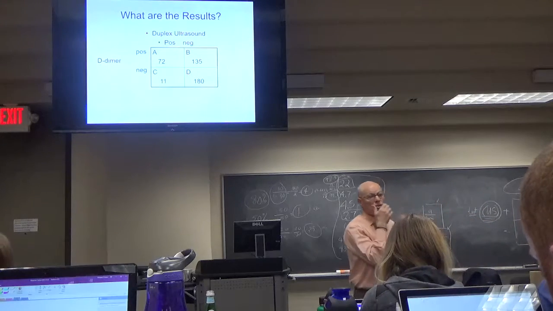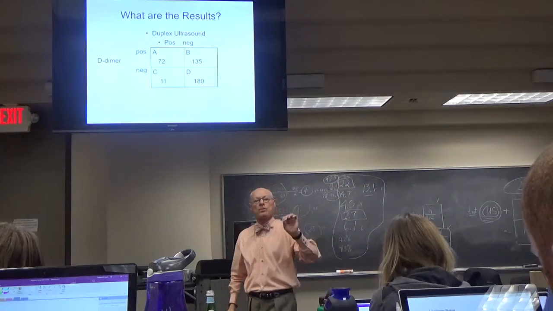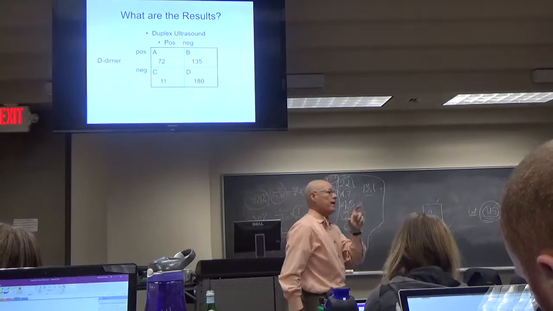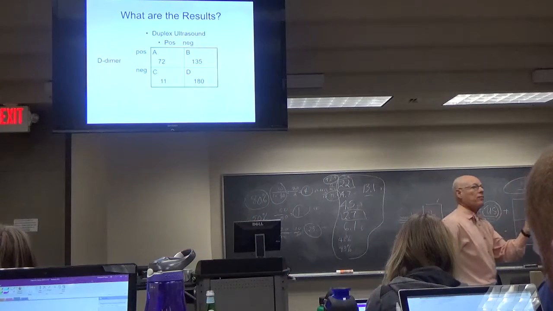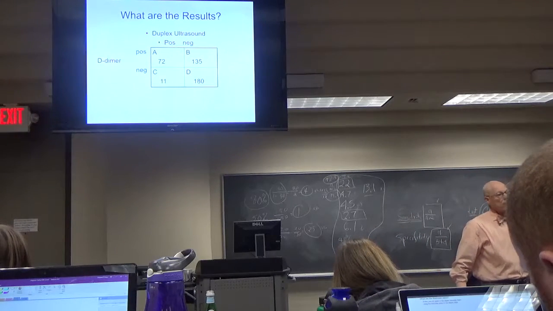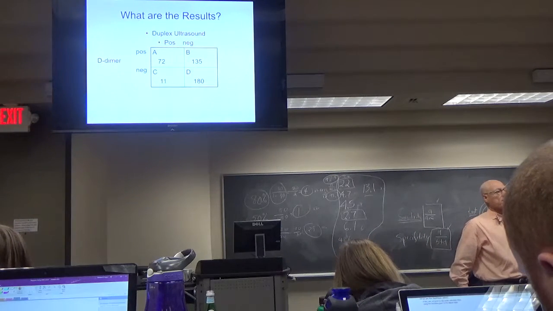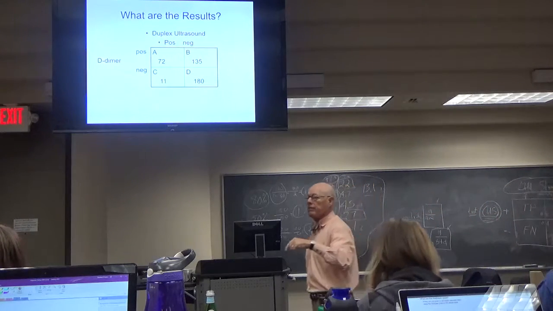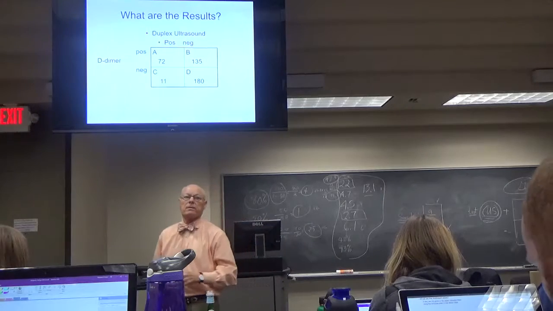So those are the results, and those are the results you want to know. And if you can't do that in your head, you can certainly do it with an iPhone very, very quickly. If all they give you is the 2x2 table, you can calculate the sensitivity, the specificity, the likelihood ratio positive, and the likelihood ratio negative, and that's all you need.